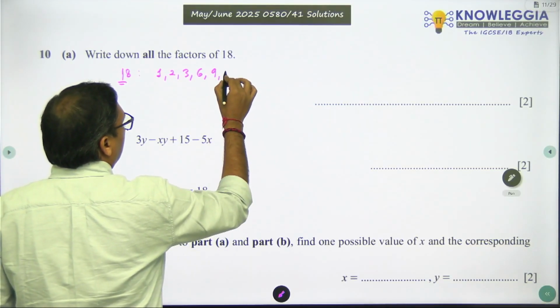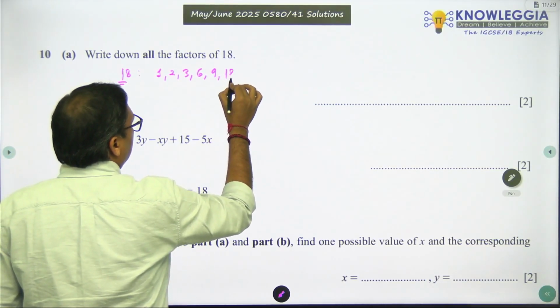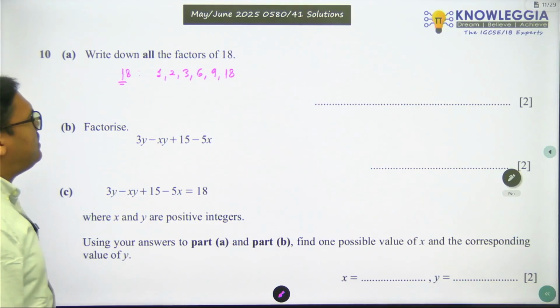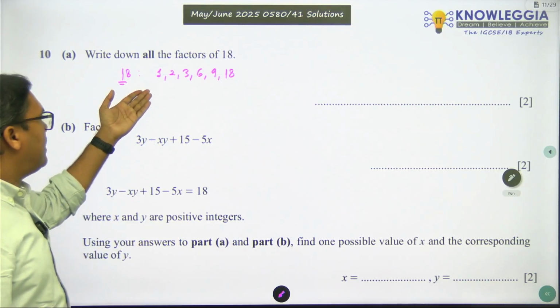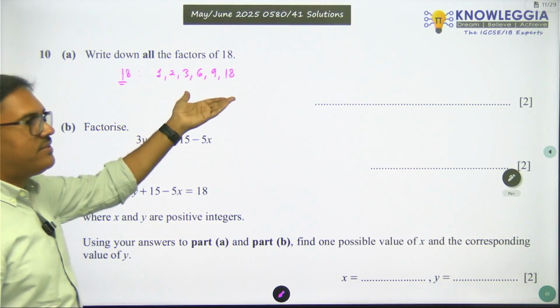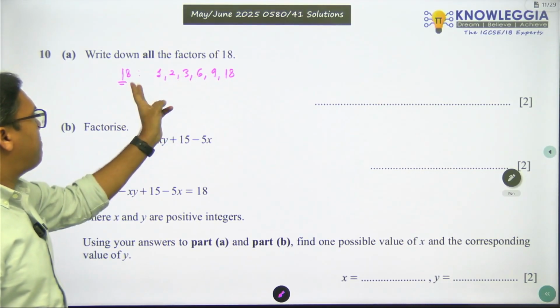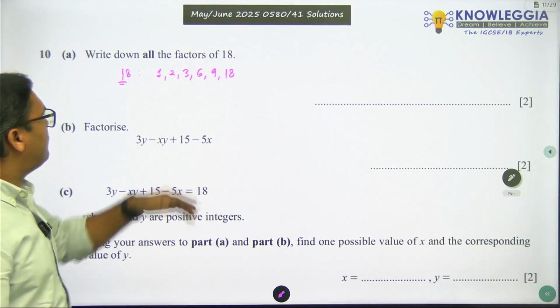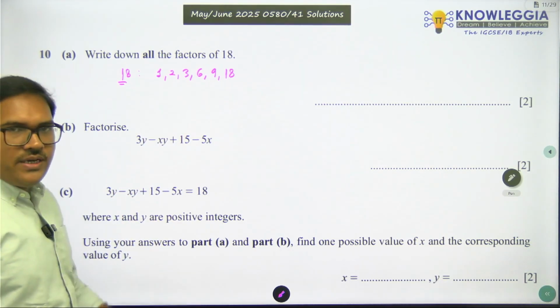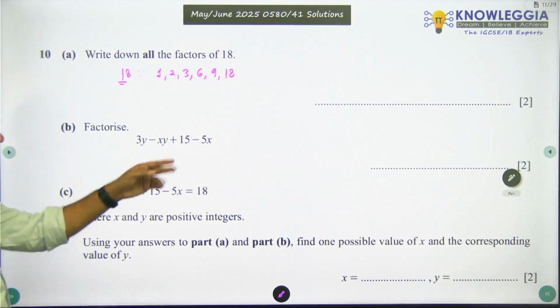Then 18. So these are the factors. You can see 18 comes in the table of 1 and 18 is the answer, and 2, 3, 6, 9, and 18. So these are the factors of 18. Okay, factorize this.